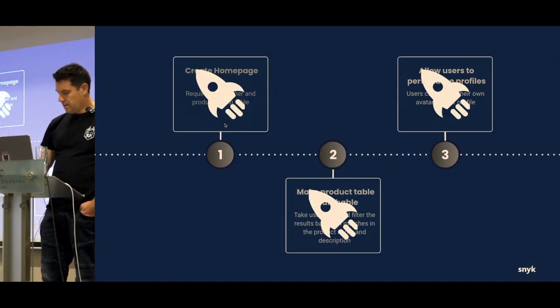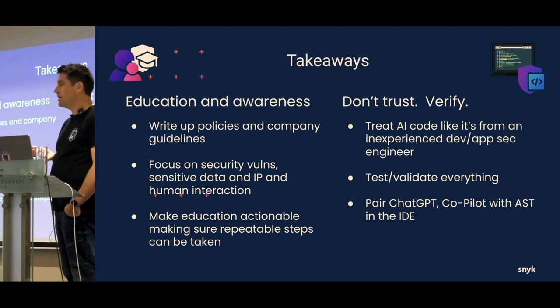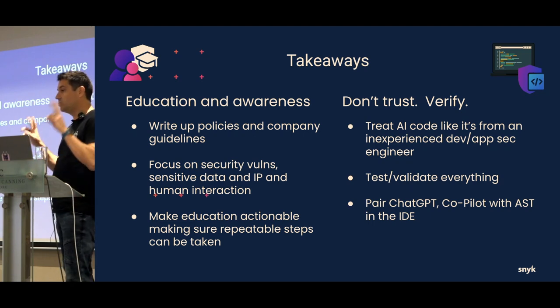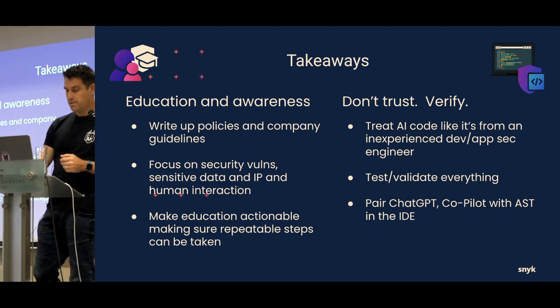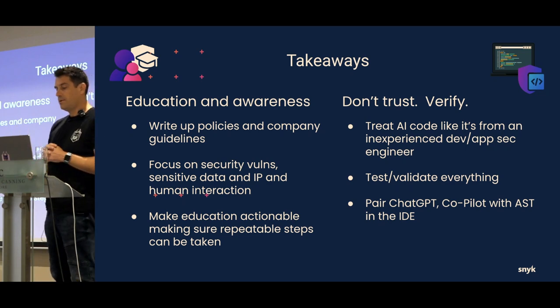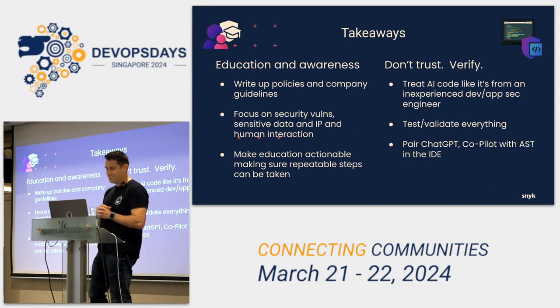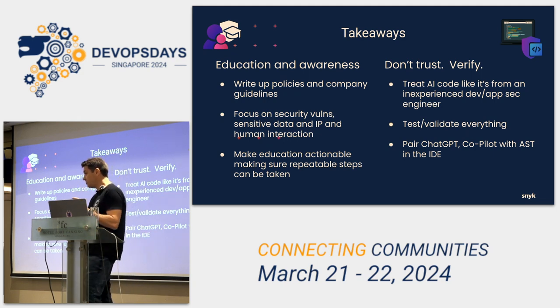So, a couple of takeaways. Obviously, educate your developers around these tools. Put in some policies and guardrails so developers can have the freedom to use these things. But obviously, you need that security companion that I talked about, right? Focus on the vulnerabilities coming out of the AI. Make sure that no sensitive data is being leaked. Don't trust, verify. Treat AI code like an inexperienced developer, like a junior developer. Test, validate everything, right? Because it's not only about security, it's about the functional errors as well.